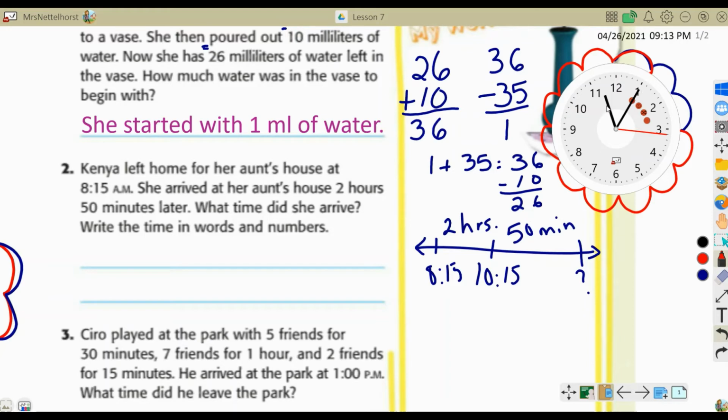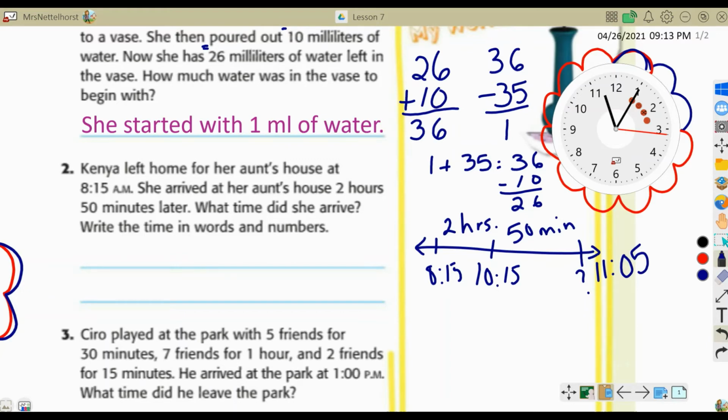So my little hand is going to be at the 1. My big hand is at the 1. My little hand's at the 11. So my hour is 11, and the minutes after the hour is 5. So I'm going to put 0, 5. Okay? So the time is 11:05.